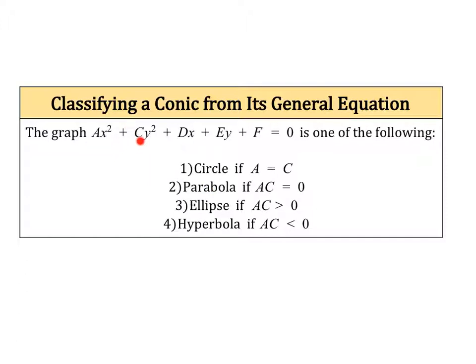If A times C is greater than 0, you can expect to have an ellipse, which makes sense because the standard form for an ellipse is a sum of x minus h squared and y minus k squared, so both of them are positive. And if A times C is less than 0, you can expect a hyperbola, because if you remember, the standard form for a hyperbola is a difference between x minus h squared and y minus k squared, or vice versa. So one of those values is negative, so if you multiply their coefficients, it's going to be a negative value.